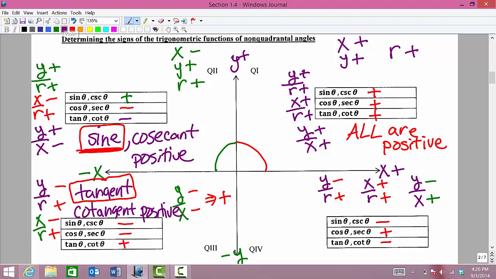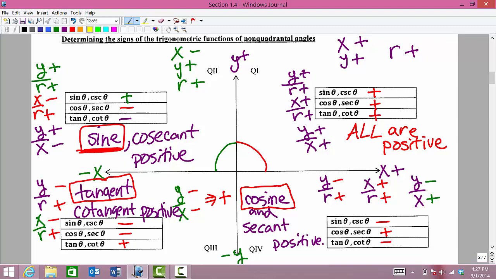So in quadrant 4, cosine and secant are positive. If we remember that cosine is positive in quadrant 4, then we should remember that its reciprocal, secant, would also have the same sign in that quadrant.